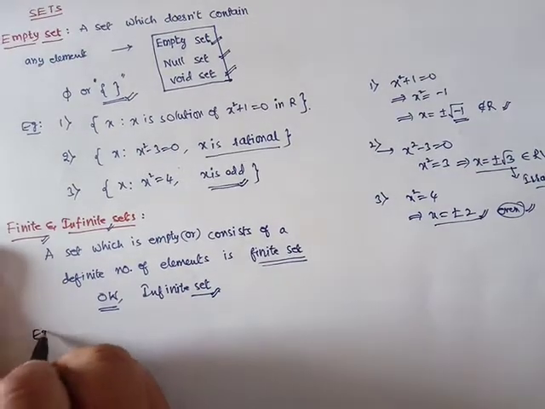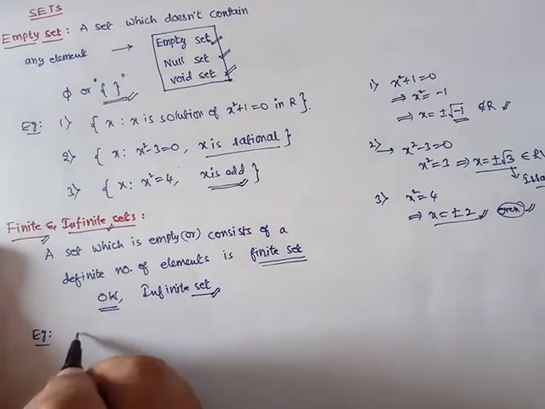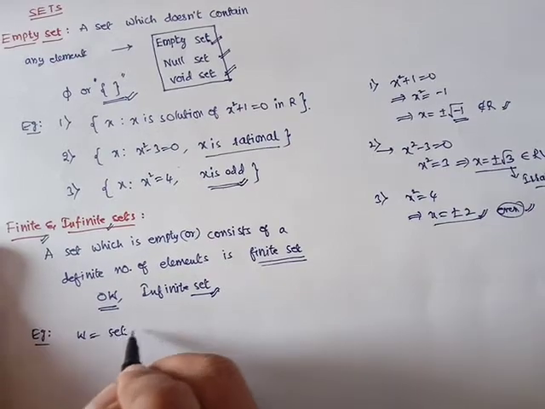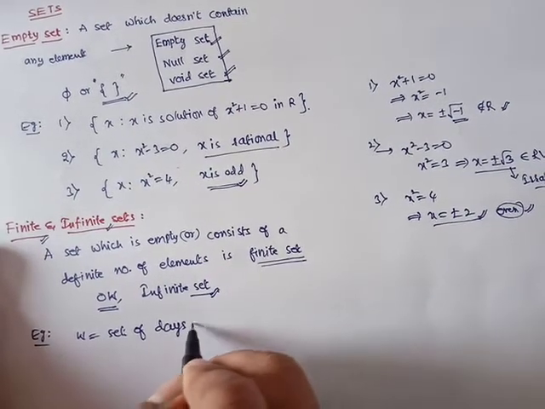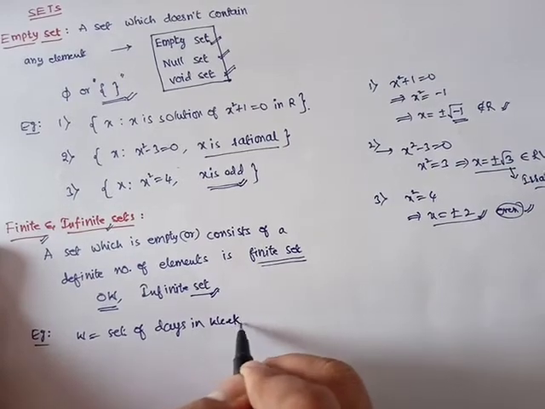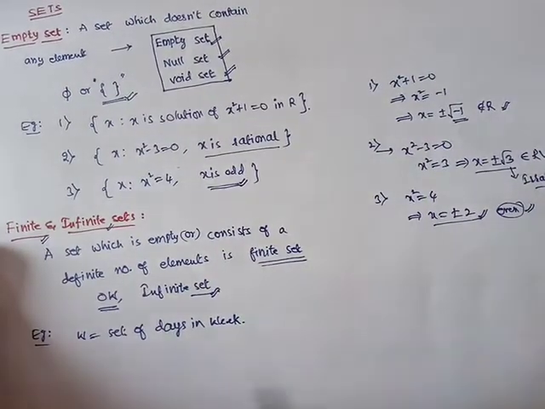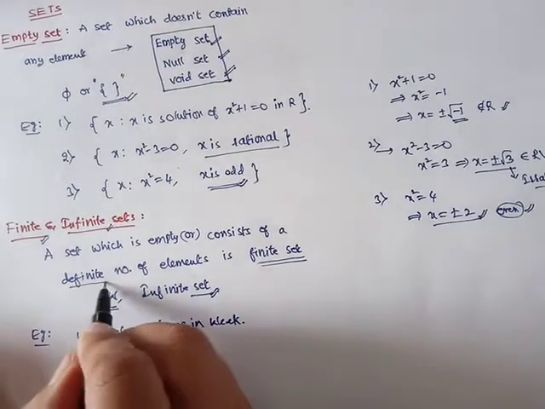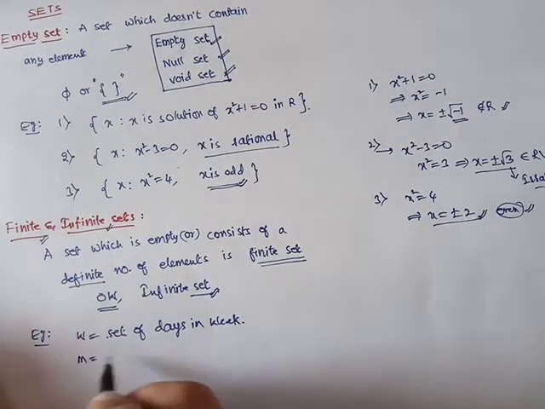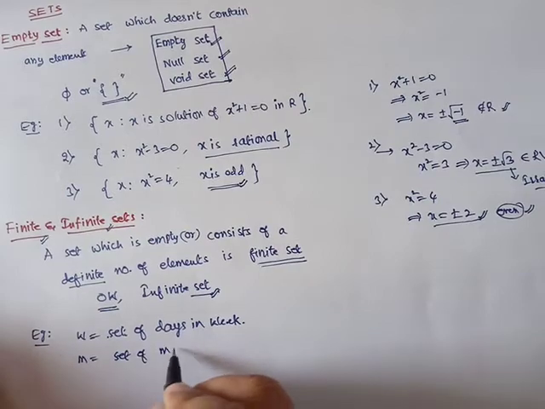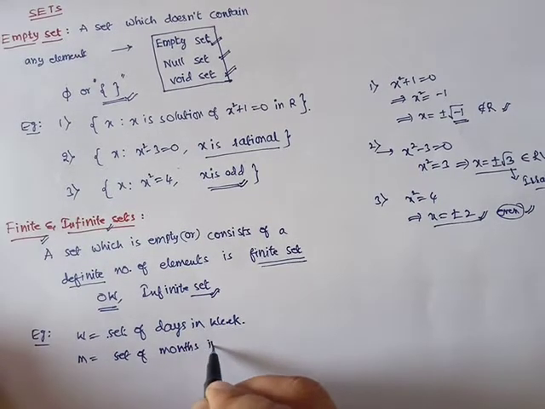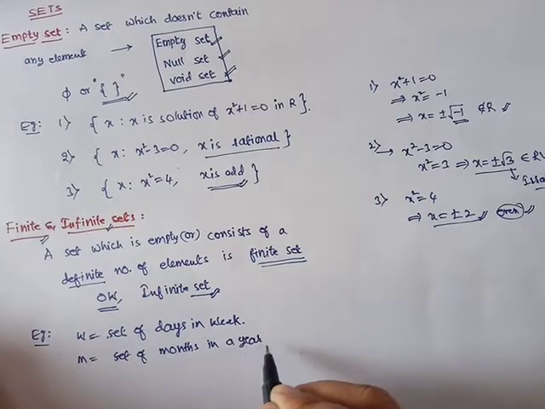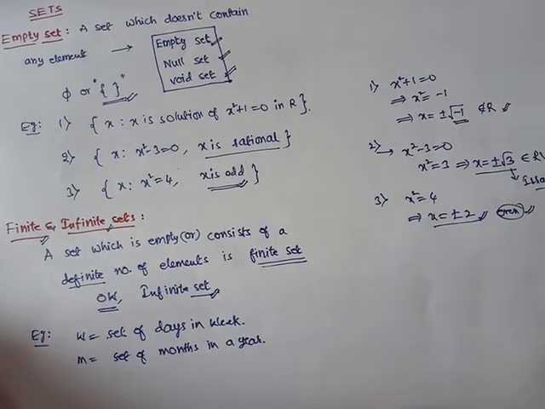So taking up examples, consider W is equal to the set of days in a week. The days are Sunday, Monday, Tuesday, and so on till Saturday. So the days are a definite number of elements. And M, if I consider the set of months in a year, this is also countable. The total number of elements is 12 here.